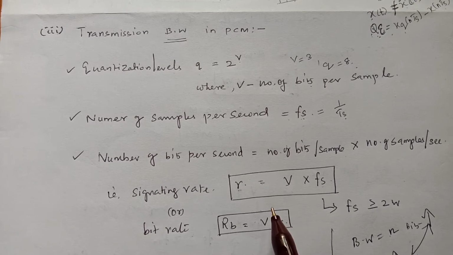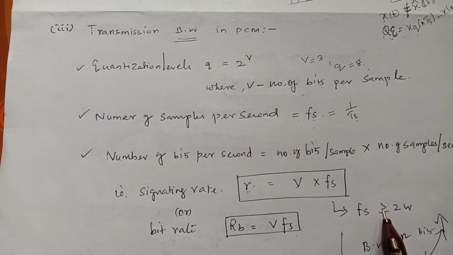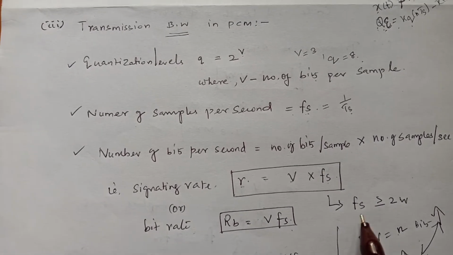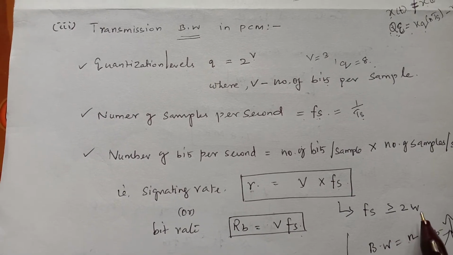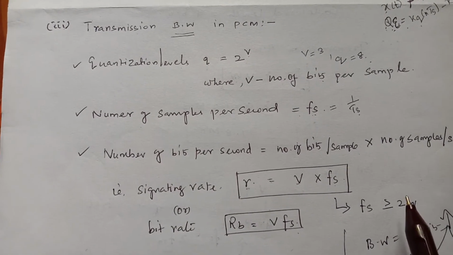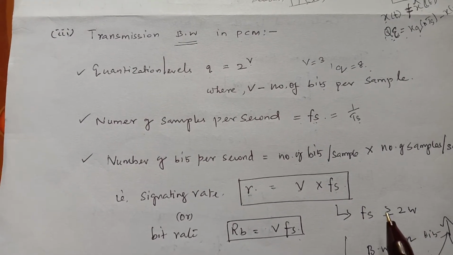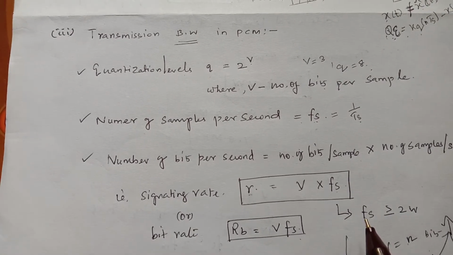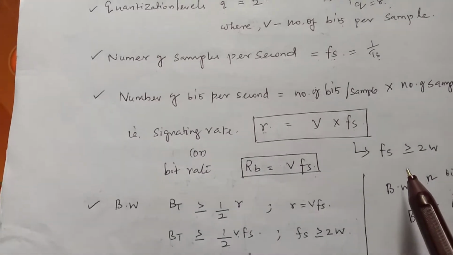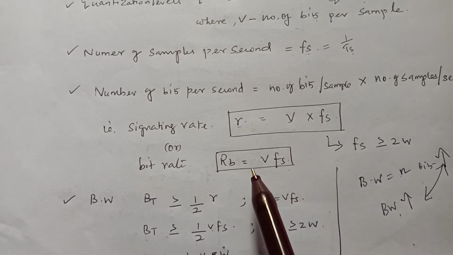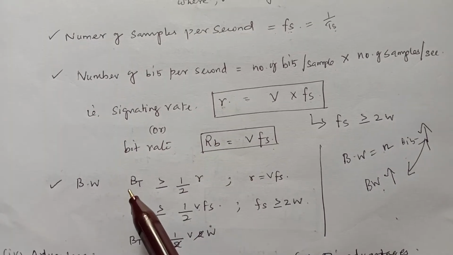Both the equations are the same, where fs satisfies the Nyquist rate, that is fs should be greater than or equal to 2w. Here w is the cutoff frequency, or normally we denote it as the message signal frequency. fs greater than or equal to 2fm, or fs should be greater than or equal to 2w for pulse code modulation. And from this signaling rate, we can easily derive the bandwidth of pulse code modulation.